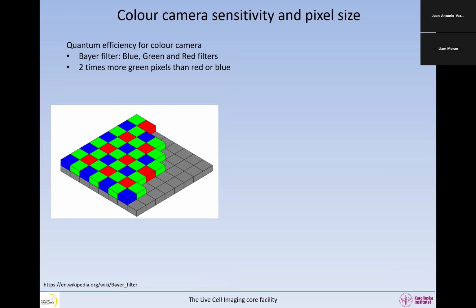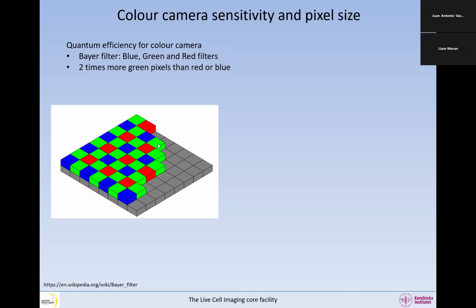In our eyes, we have more green photoreceptors than blue and red. We have about double. And so it's designed exactly the same way, because the idea is to show you the colors the way human beings sense them, although of course we're all different. So this is the reason why there are double the number of green filters compared to red and blue.